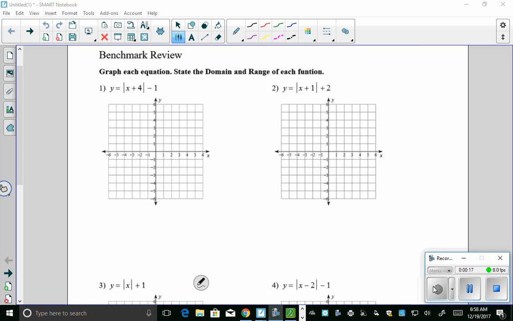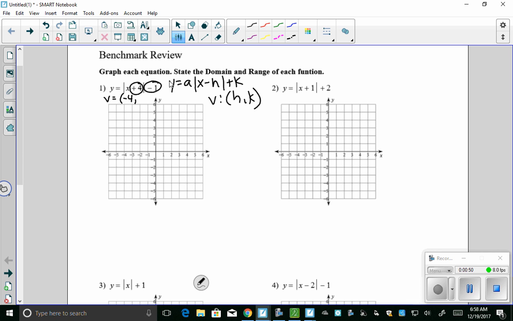If you remember, the vertex form of the absolute value is y equals a times absolute value of x minus h, plus k, where your vertex is (h, k). So for problem 1, your vertex is going to be the opposite of this, so -4, and -1 in that. So I'm going to put a point at (-4, -1).